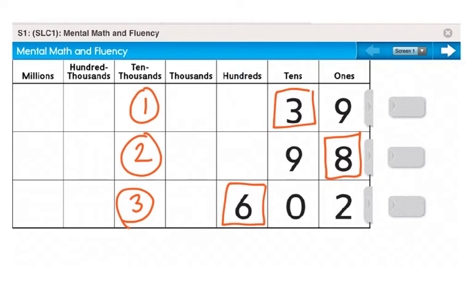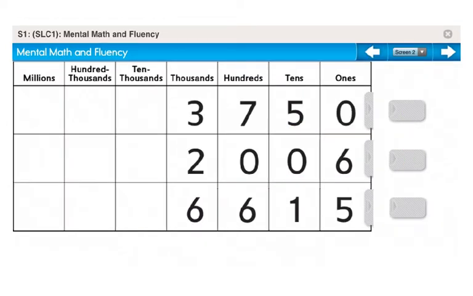The value of the 3 in number 1 is 30. Number 2, the value of the 8 is 8. And number 3, the value of the 6 is 600. Go ahead and erase your whiteboard. Again, number 1 to 3, you're going to put answers only.